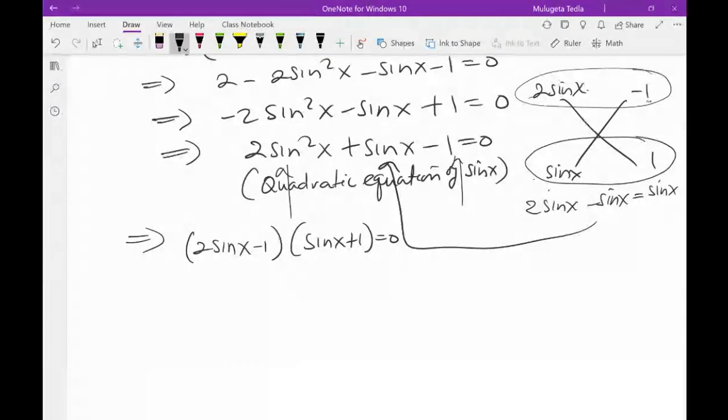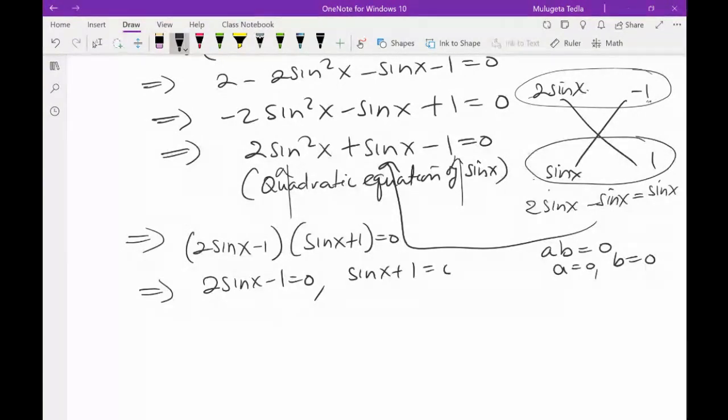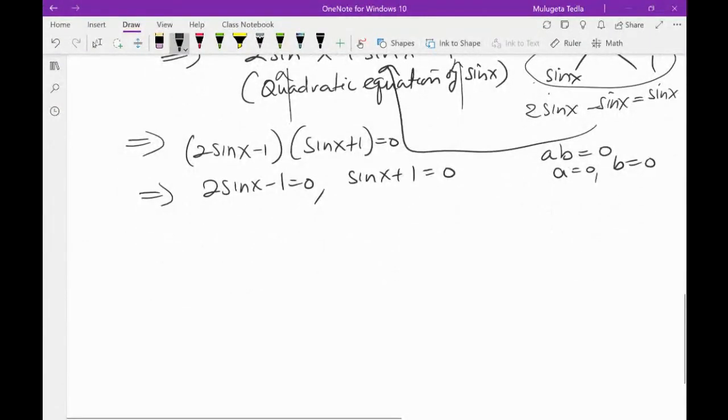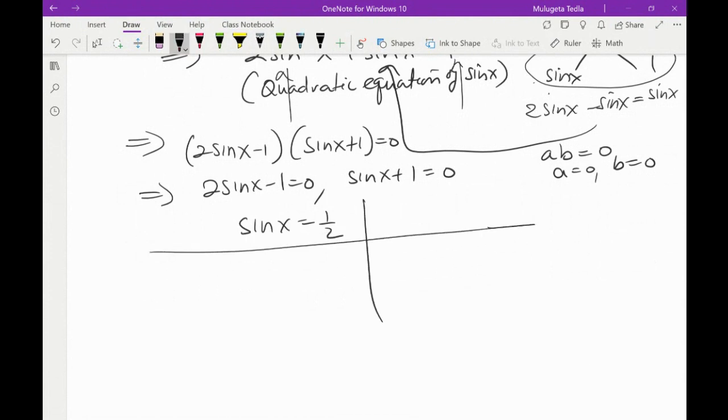So here we have two equations. As you know, if a times b equals 0, then a is equal to 0 or b equals 0. So 2 sine x minus 1 equals 0 and sine x plus 1 equals 0. Here, sine of x is equal to 1/2; you can take the 1 to the right hand side and divide by 2. Here sine x will be just negative 1.